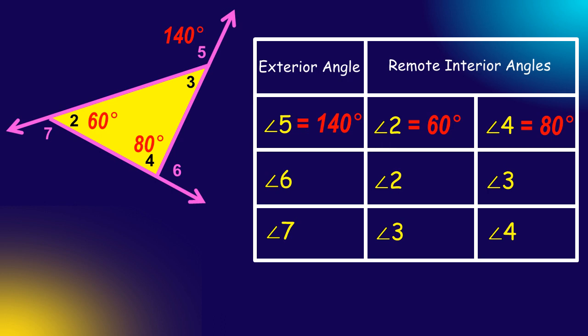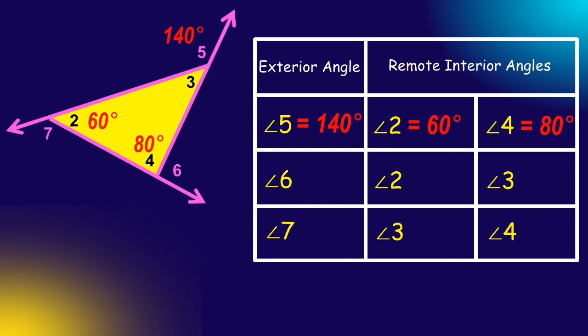Can we consider angle 4 and angle 6 a linear pair? Yes, because angle 4 and angle 6 will form a straight line. That is why it will form a linear pair. The sum of the two angles will be equal to 180 degrees.